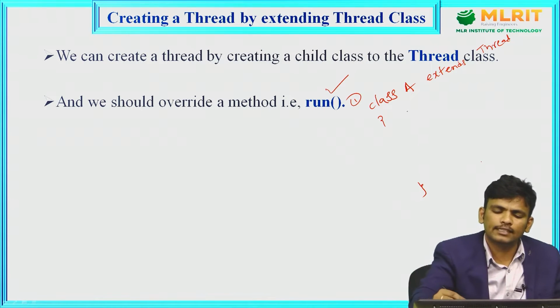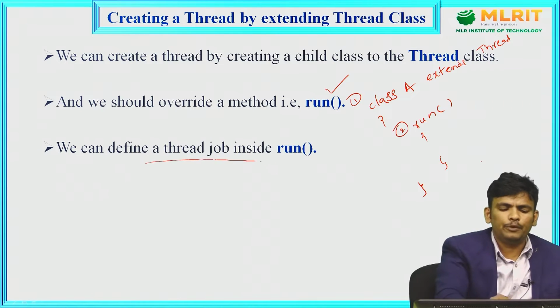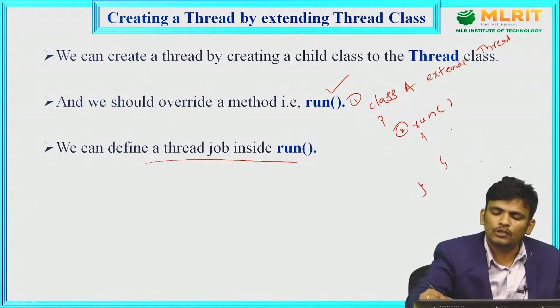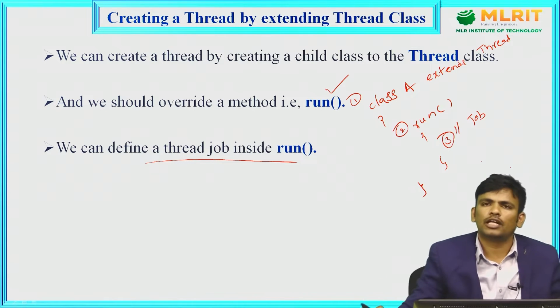The second step, you need to override the run method. The third step is that you need to define the thread job inside the run method. In the run method we need to write our own business logic. The thread job we need to define inside the run method. This is the third step.